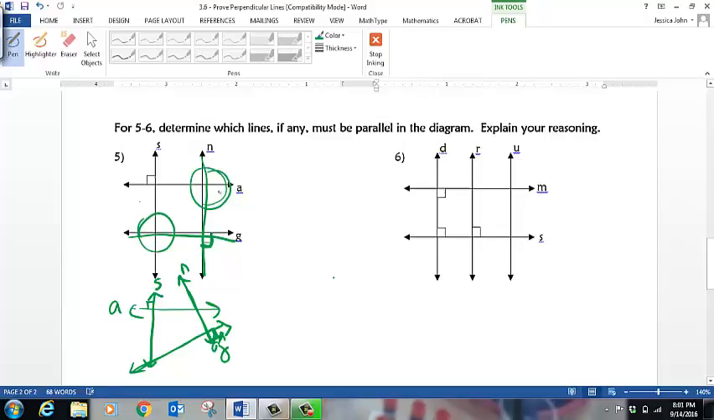So remember, you can't assume from a diagram that even though it looks like it's 90 degrees, that it actually is going to be 90 degrees. You have to see that right angle box in there.